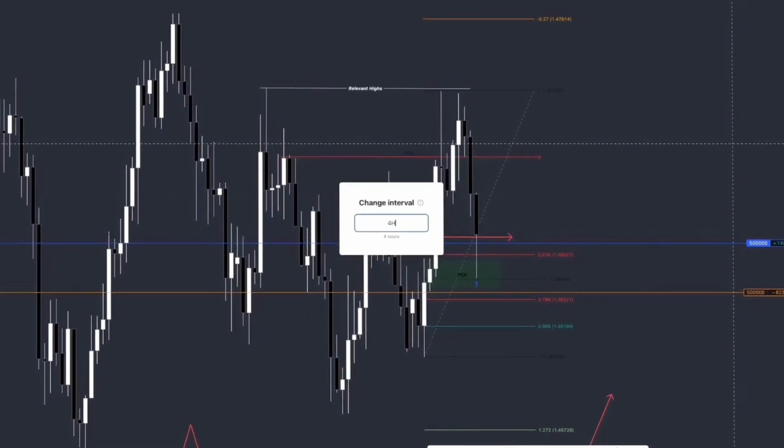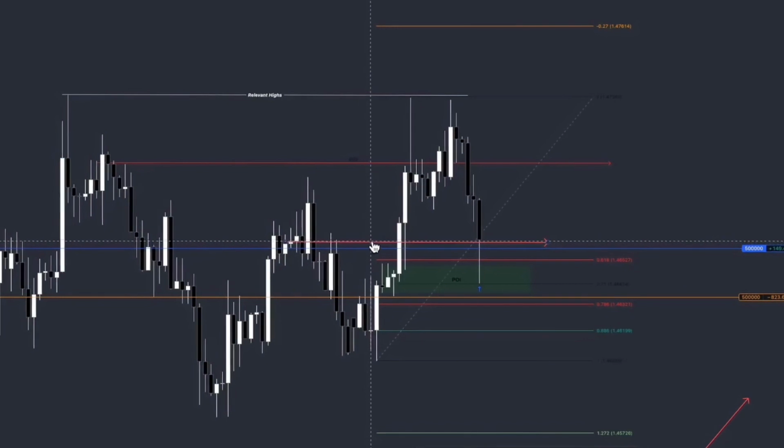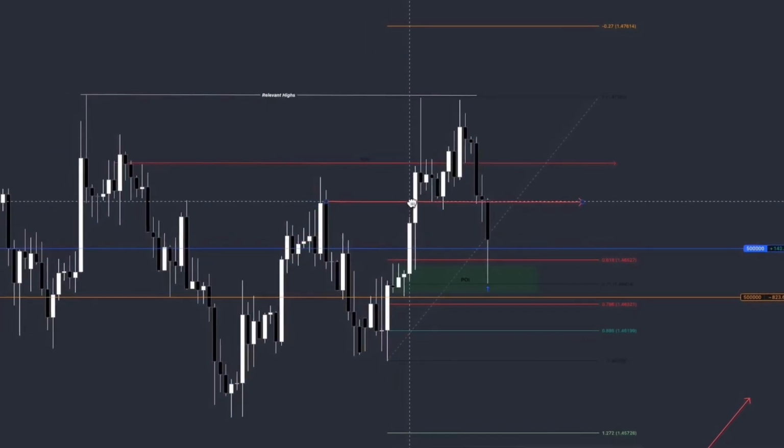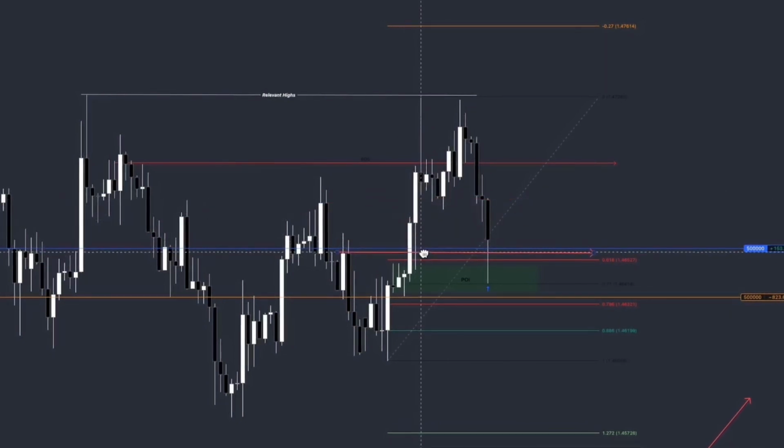Right, so we're gonna go drop down to our 4-hour now. And obviously, you can see, you can either call a break right here on the 8-hour or right here on the 4-hour. Either or, right? Either way, it broke structure.